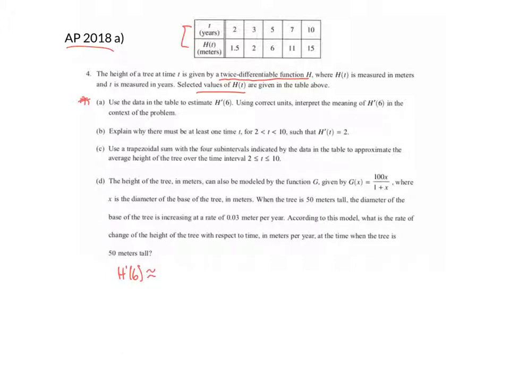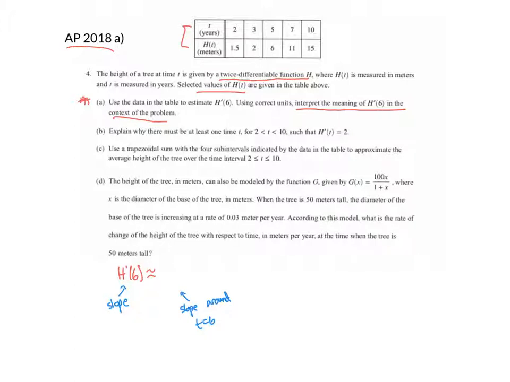So this is going to be using the same method that we did last time. We know that h prime of 6 is basically a slope, but we can't find the exact value because we don't actually have a function. So we need to find the slope around t equals 6 instead. And then what's important about this problem, what makes it one level of difficulty up from the other group, is that we're asked to interpret the meaning of h prime of 6 in the context of the problem. So let's find h prime of 6 first real quick, and then we'll interpret its meaning.